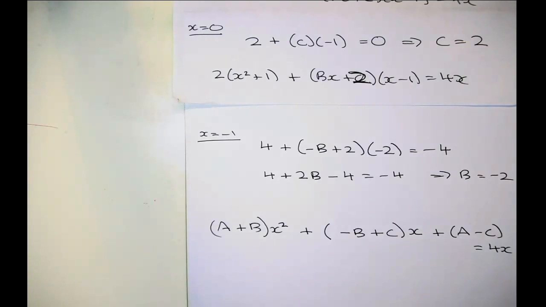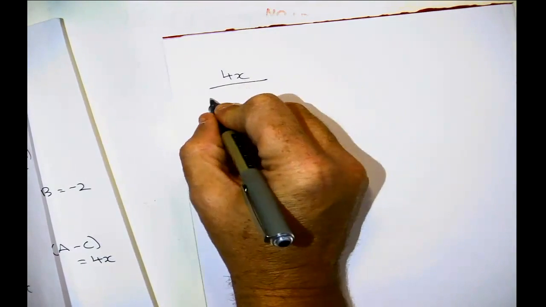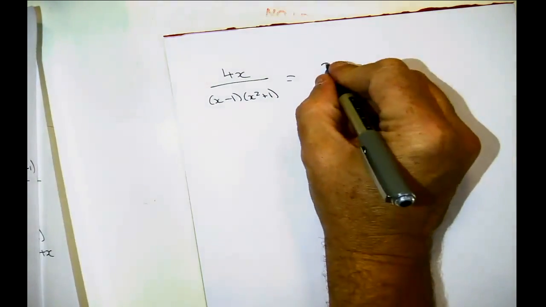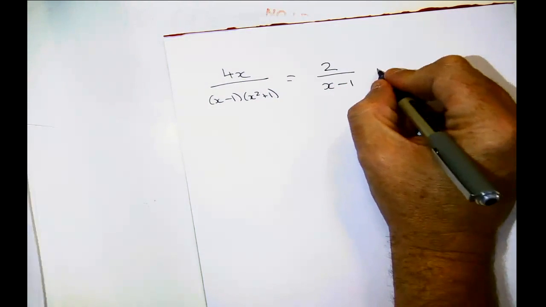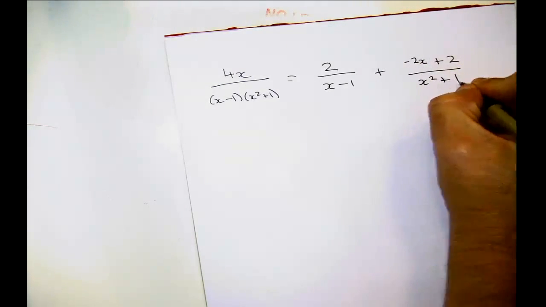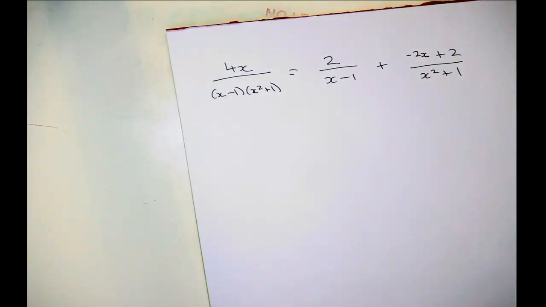Once you've got the constants though, we've shown A is 2, B is minus 2, and C is 2. Okay, now what? We haven't integrated the damn thing yet. How would I integrate the first? That's just a log, isn't it? Easy.